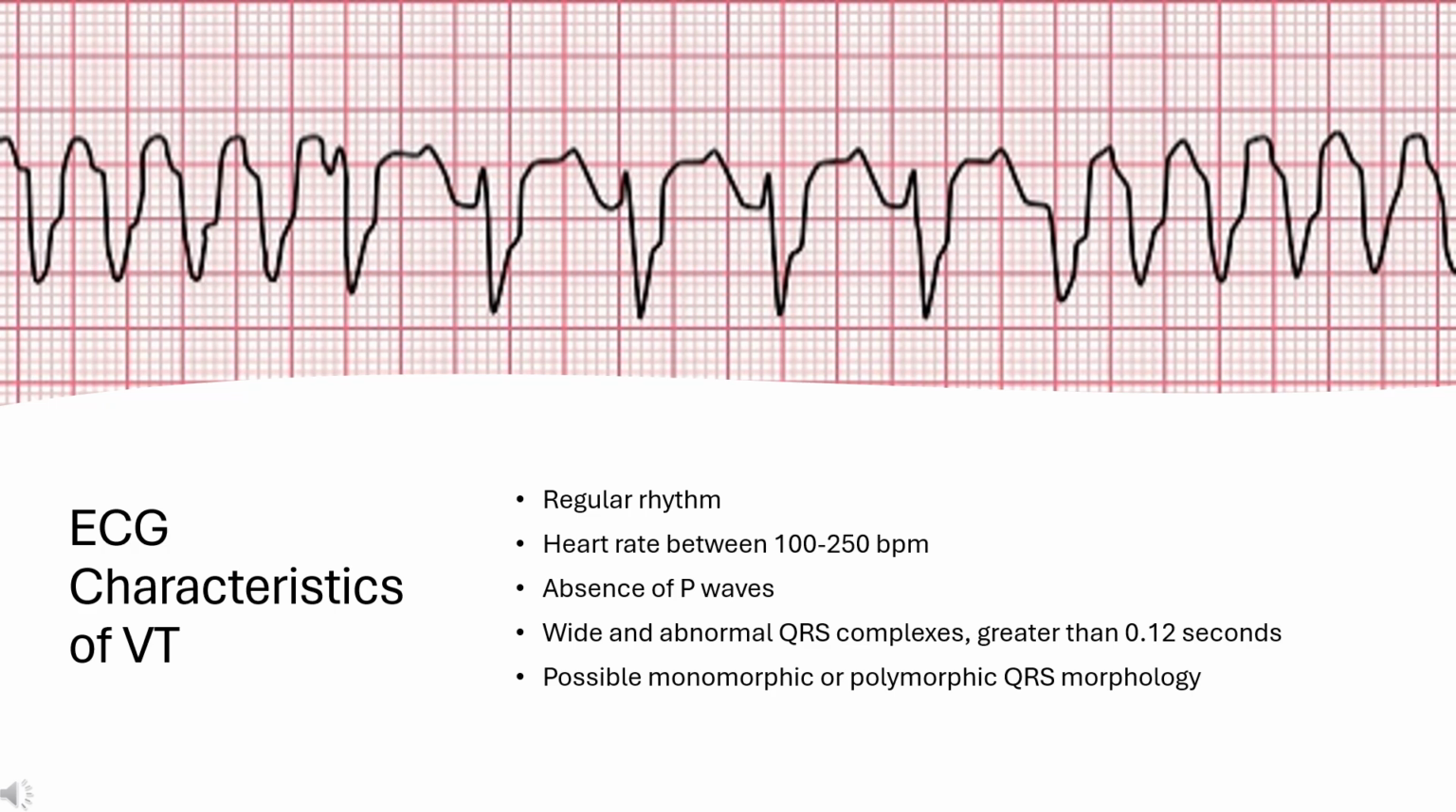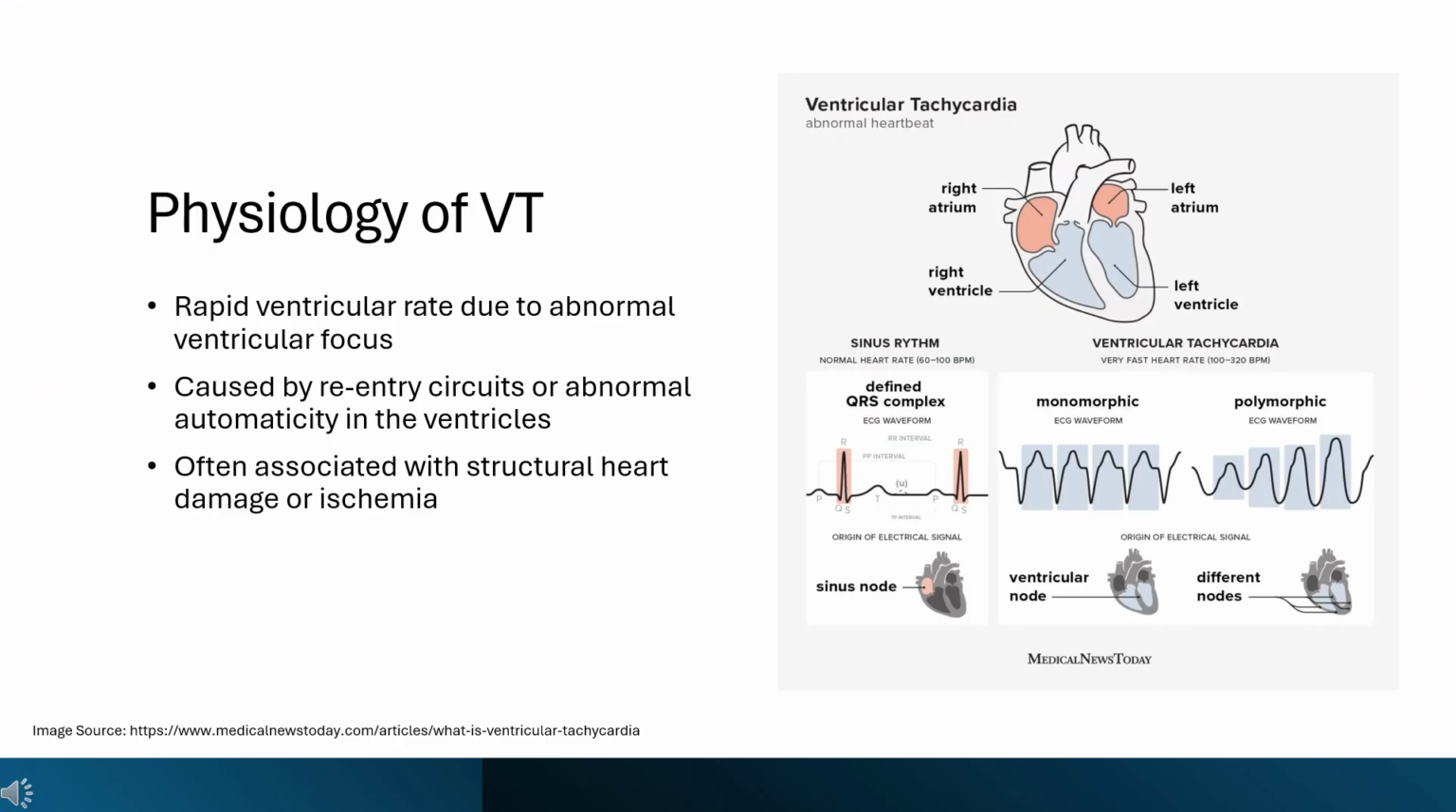VT can present in two different morphologies. In monomorphic VT, all QRS complexes have the same shape and size. This indicates that the abnormal electrical activity is originating from a single focus within the ventricles. In polymorphic VT, QRS complexes vary in shape and size. This suggests multiple foci or a more chaotic pattern of ventricular activation, often seen in more unstable and serious conditions like Torsades de Pointes.